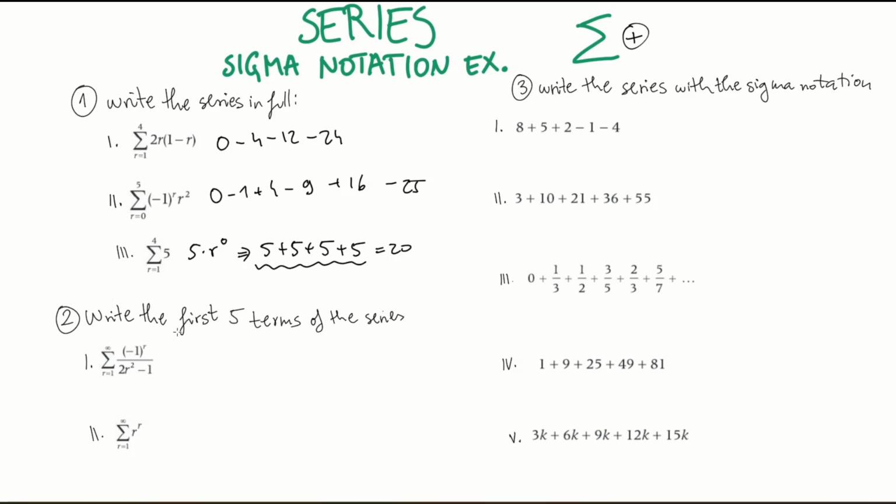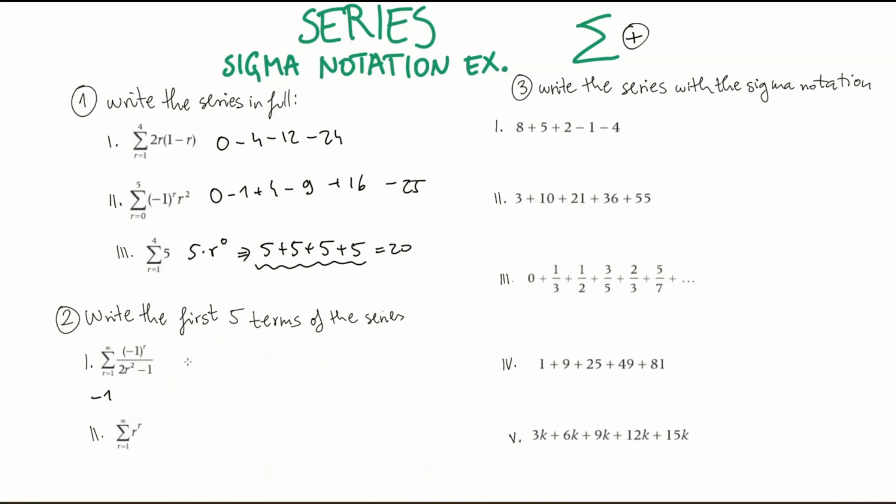So let's see. Our first term here is going to be minus 1 to the power of 1 over 2 times 1 squared minus 1, which is minus 1 over 1, which is basically minus 1. Just to keep that in mind, I will write that here. Okay.